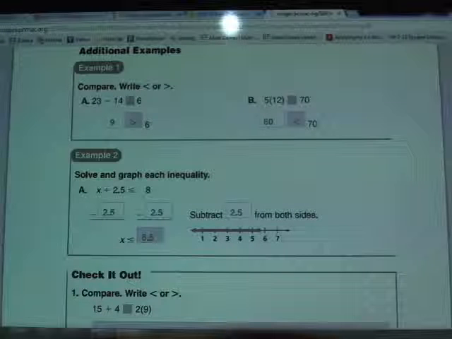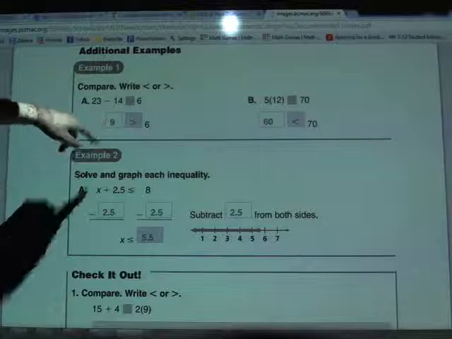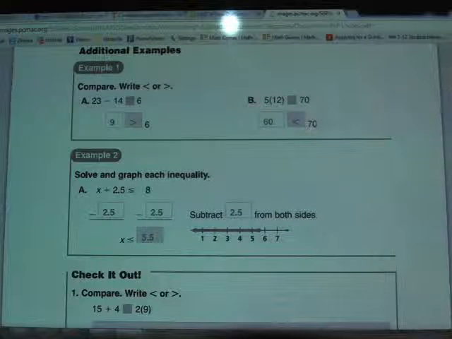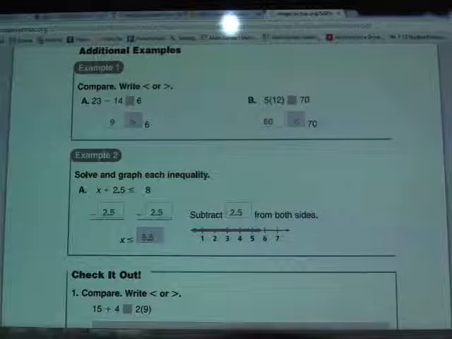And that's all we're doing there. If you're having a hard time, remember that old elementary school concept, the alligator always eats the bigger number. The alligator is eating 9 here in example A. The alligator is eating 70 here in example B. Those are both the bigger numbers.